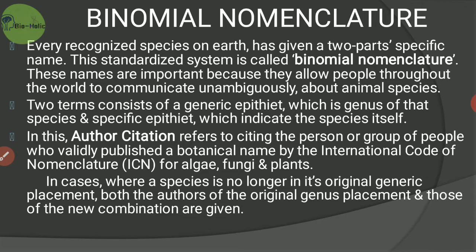In botanical nomenclature, author citation refers to citing the person or group of people who validly published a botanical name. That means who first published the name while fulfilling the formal requirements as specified by the International Code of Nomenclature, or ICN, for algae, fungi and plants.